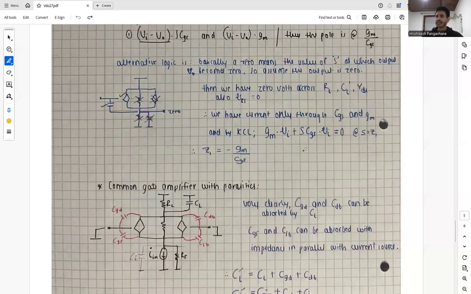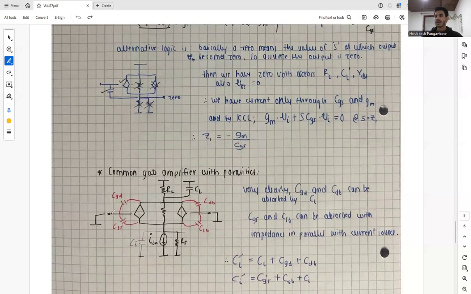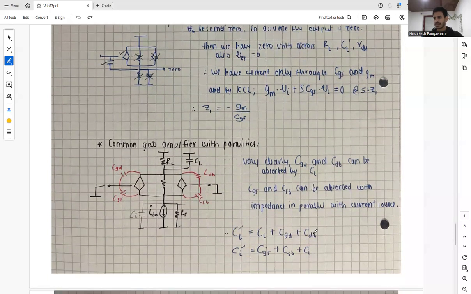So now let's talk about the common gate amplifier with parasitics, where we ground the gate and we have our input incremental current, and we take the output from the drain. So basically, we can very clearly say that our CGD and CDB can be absorbed by CL, and our CGS and CSB can be absorbed as an impedance in parallel with the current source. So we can say that our CL prime is CL plus CGD plus CDB, and our CI prime is CGS plus CSB.